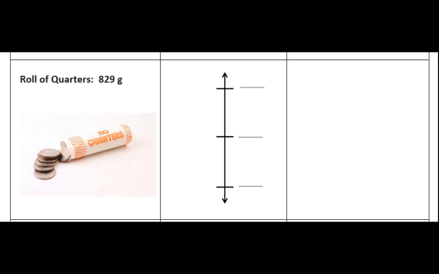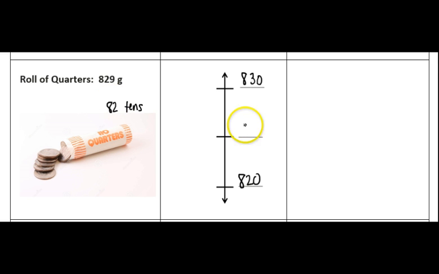Next we have a roll of quarters that weighs 829 grams. Well, 829 would have 82 tens. So we'll start our number line there. 82 tens is the same as 820. 10 more added on to that would be 830.